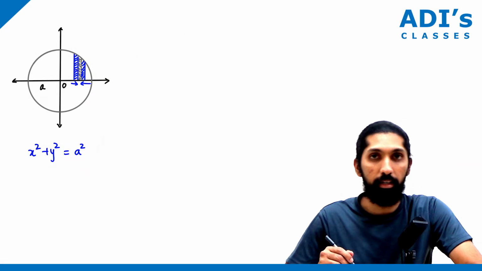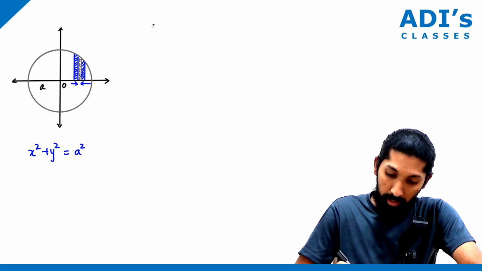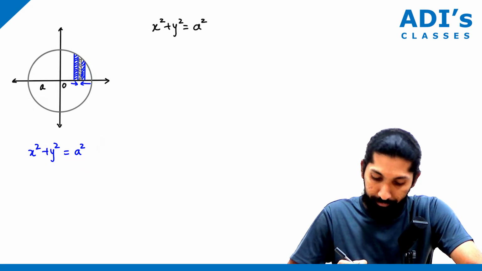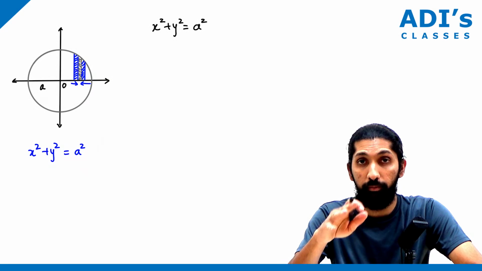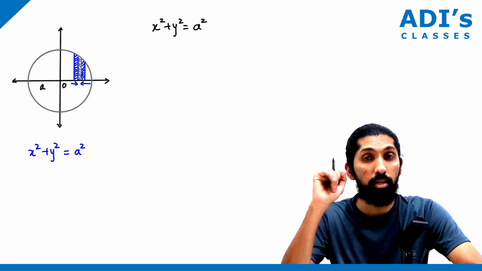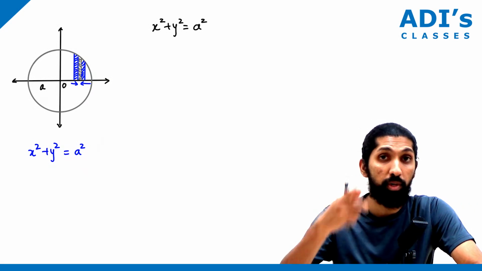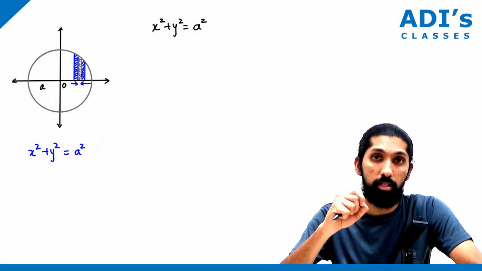Find the area. Let's start with the equation given: x square plus y square is equal to a square. Now there are two methods of solving. This is where you need to be very attentive, because there is the method of solving, and there are the types of solving. So two things you are going to learn at once. That's why you should pay attention.